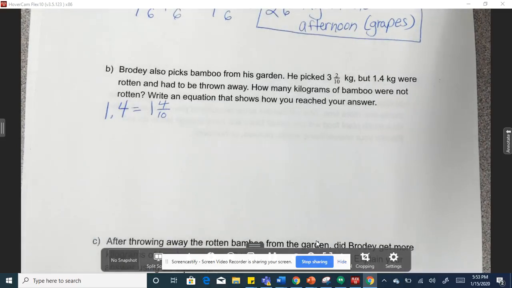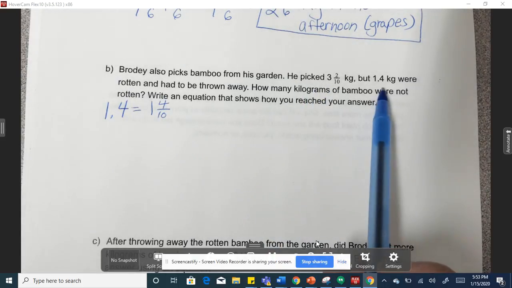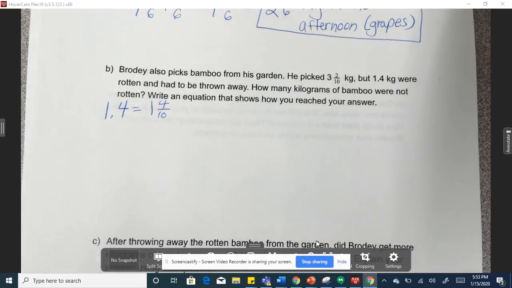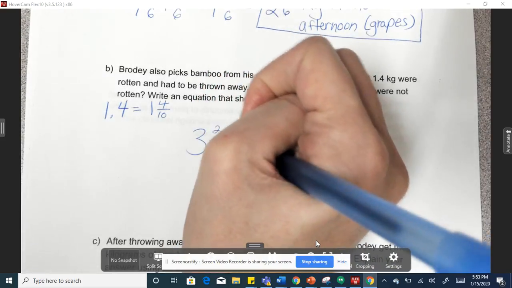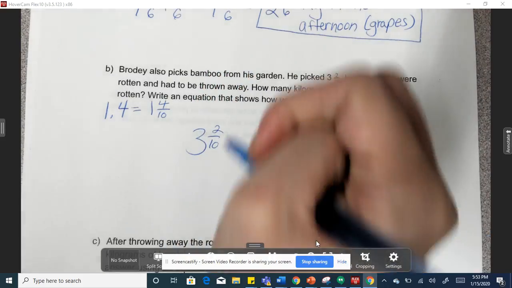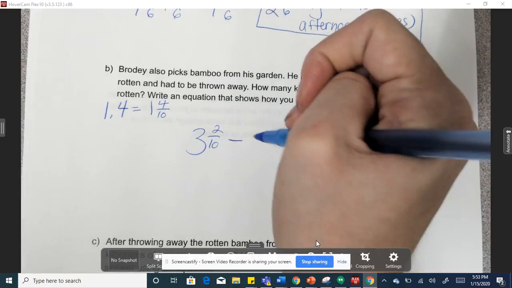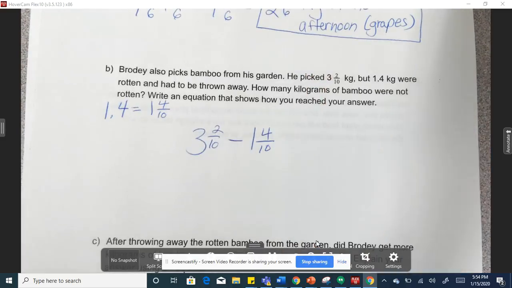So now let's see. He picked 3 2/10 kilograms, but 1 4/10 were rotten. He had to throw them away. If you're throwing something away, we're usually subtracting. So we picked 3 2/10, throwing away, so subtraction, 1 4/10.